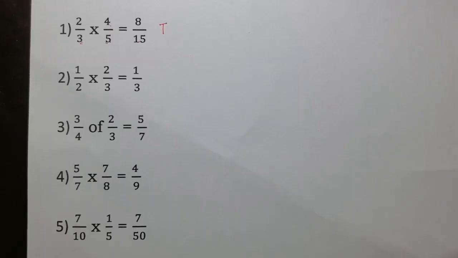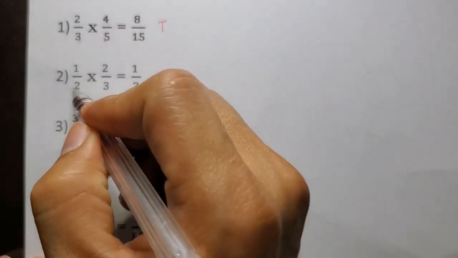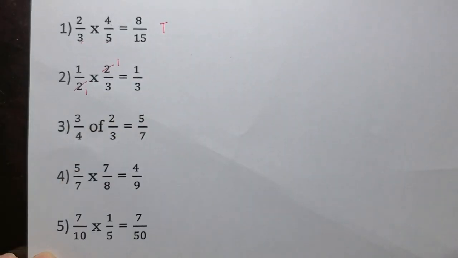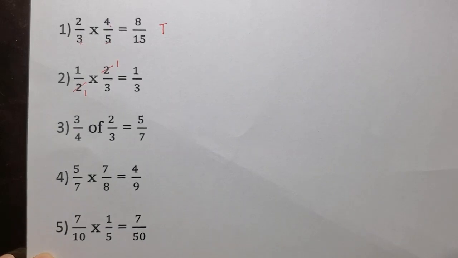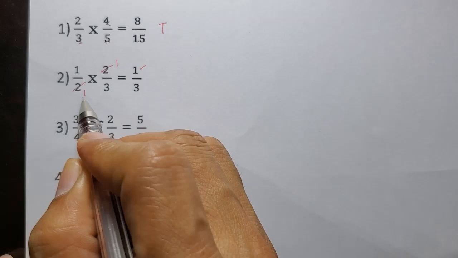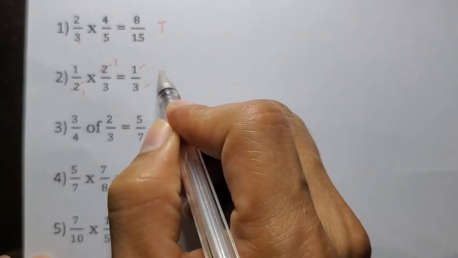Let's try to answer your activity. In this case, we could both cancel 2 and 2 because both are factors of 2 or divisible by 2. So 1 times 1, that is equal to 1. 1 times 3 is equal to 3, so this is true.